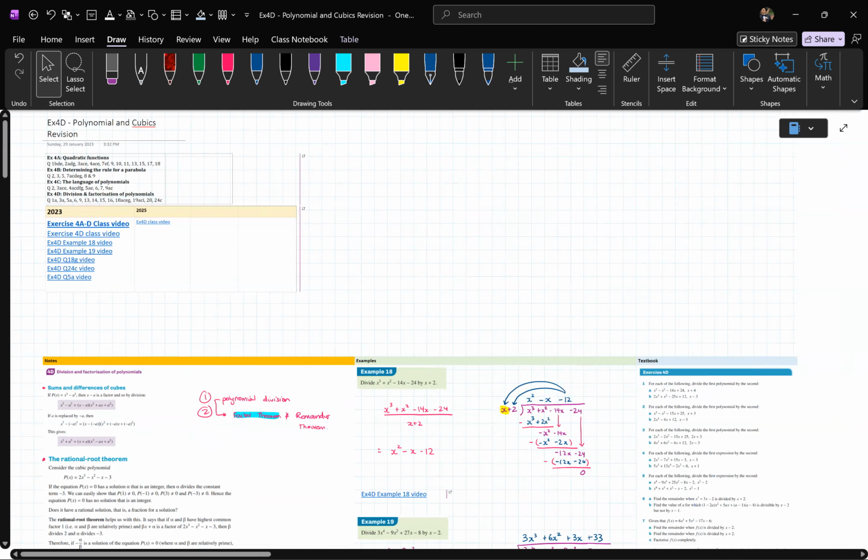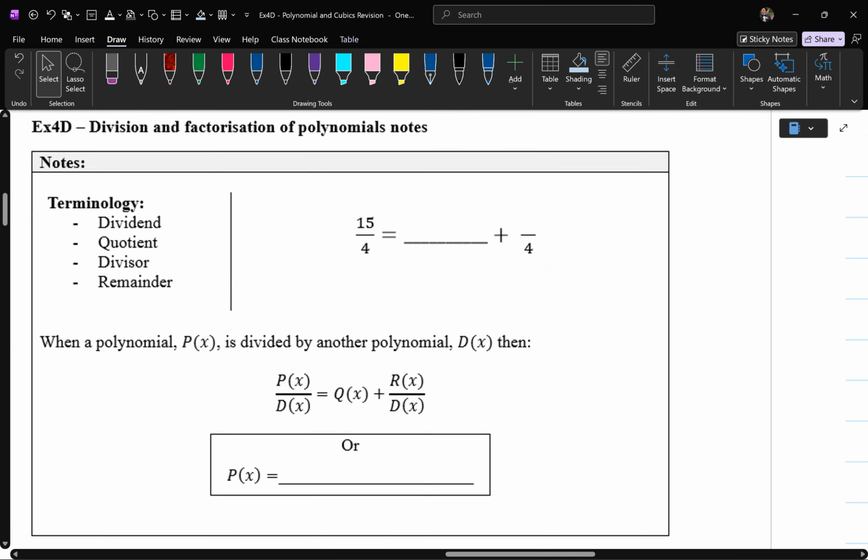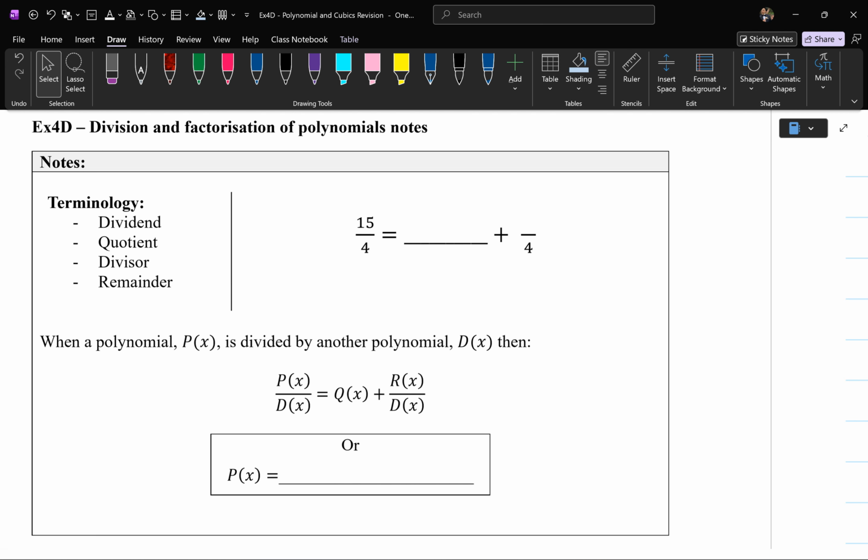4D, team. All right. Let's do a bit of a theory revision. Cubics has two main skills that you need to remember. And one links to this basic concept. 15 divided by 4. We know how to do this. How many 4s fit into 15?